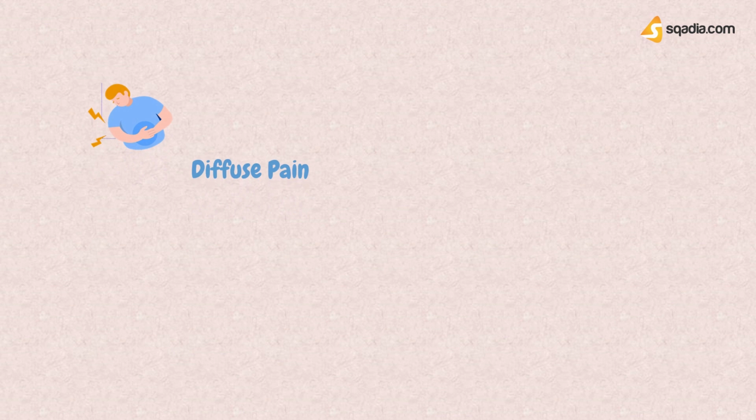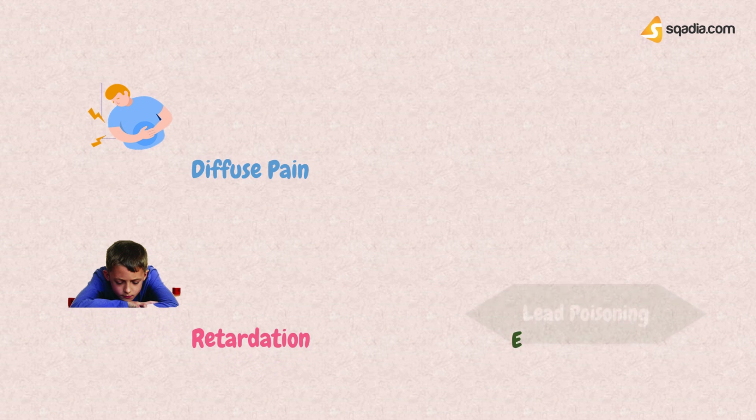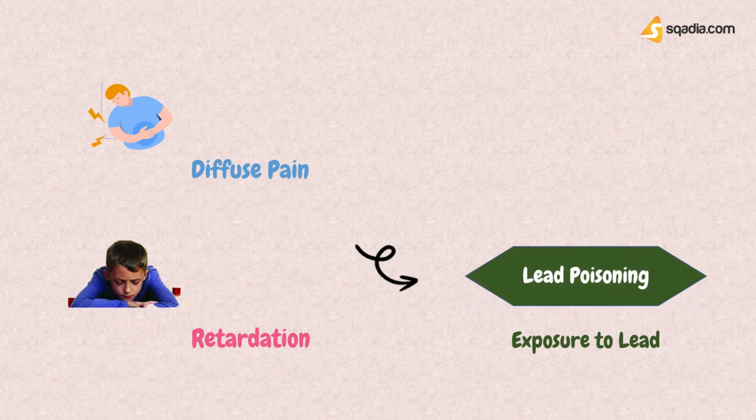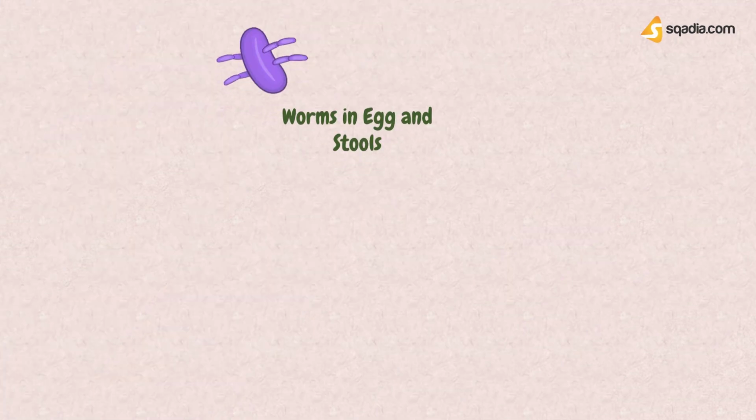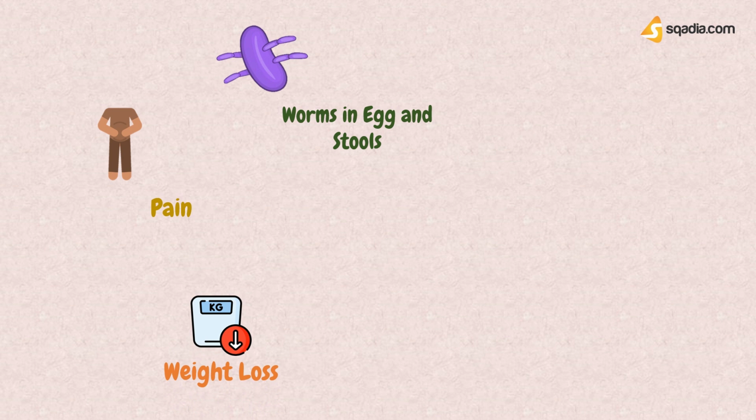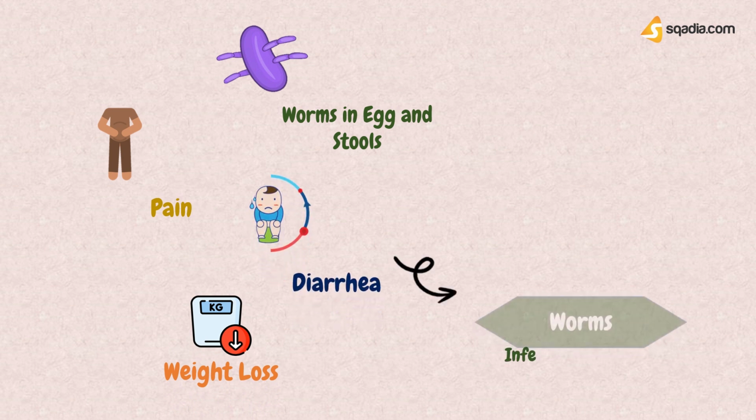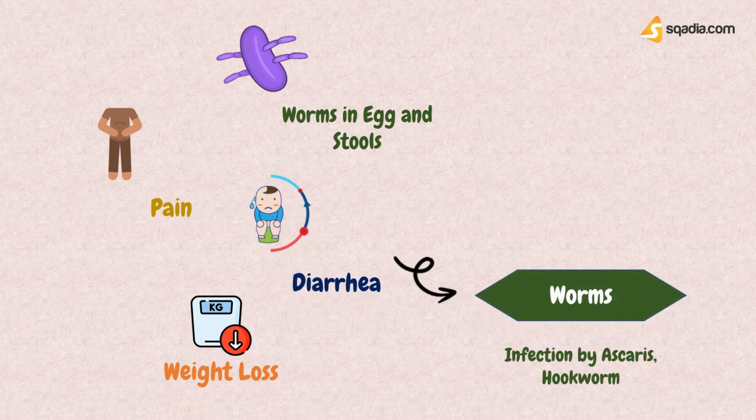Now, if your patient is having diffuse abdominal pain, which in long term causes mental retardation, then these symptoms might be caused by lead poisoning caused by exposure to lead. Well, if your patient is experiencing worms and eggs in stool, mild pain, weight loss, and diarrhea, then these symptoms might be caused by worms. The infection might be caused by Ascaris, hookworm, and Taenia species.